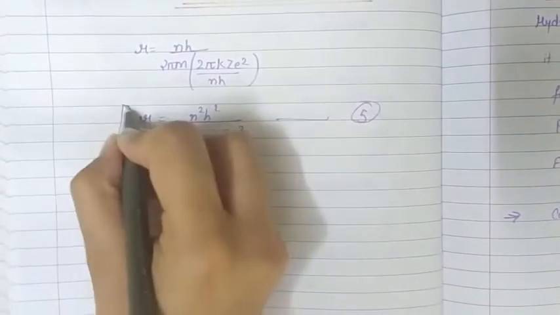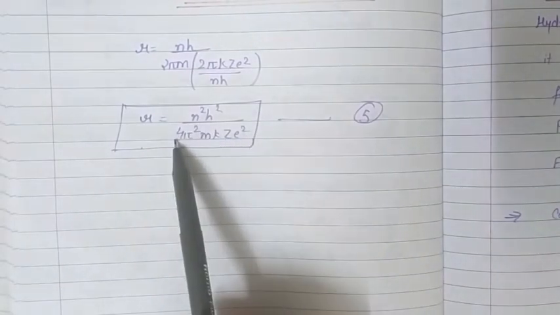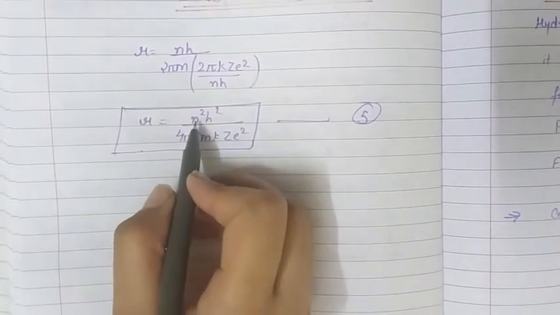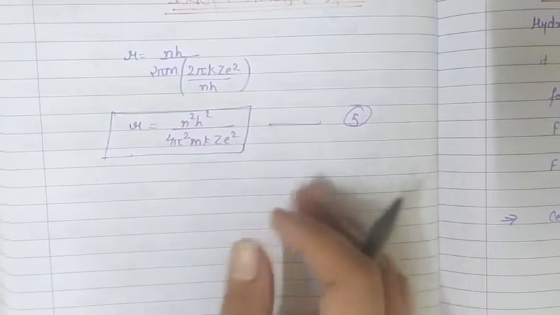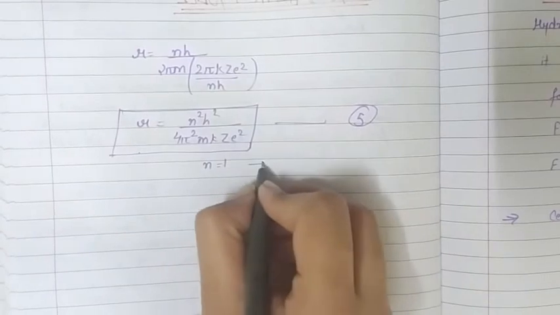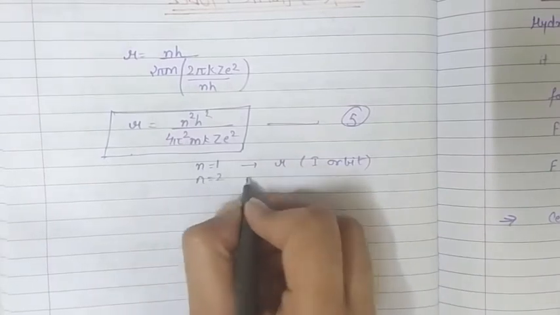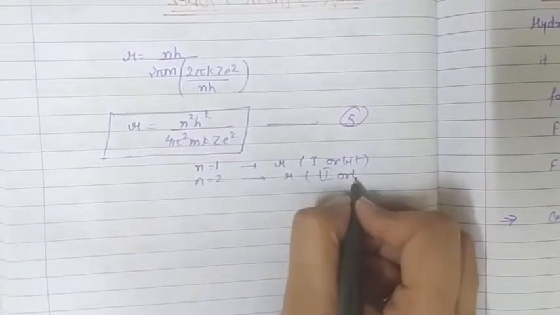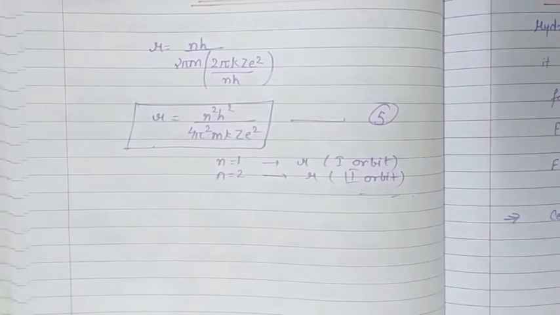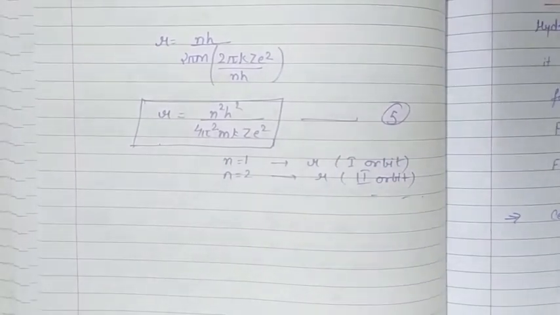So this is the final value of r, that is the radius of orbit, and it depends on all the constants. We know all the values except n. So by putting different values of n, we can find the different values of radius for every orbit. Means if we put n is equal to 1, it will give radius for first orbit. If we put n is equal to 2, it will give radius for second orbit, and so on. So equation number 5 is representing the radius of nth orbit, in which if we put the values of n, we can get the radius of all the orbits, right?